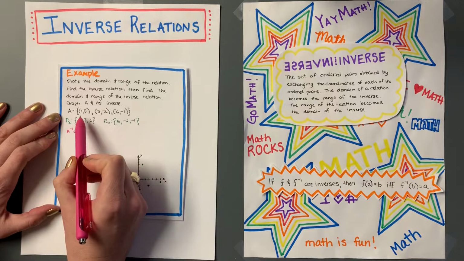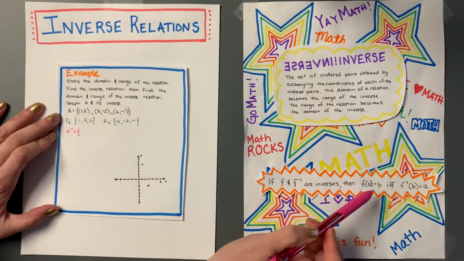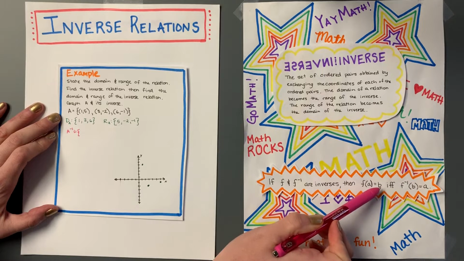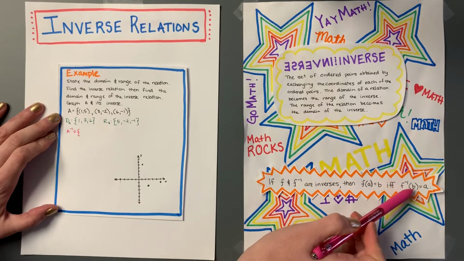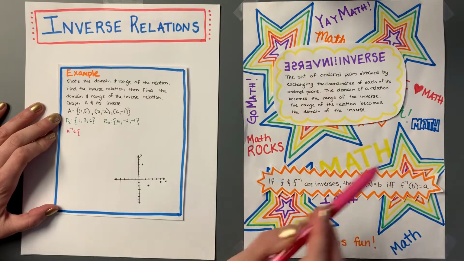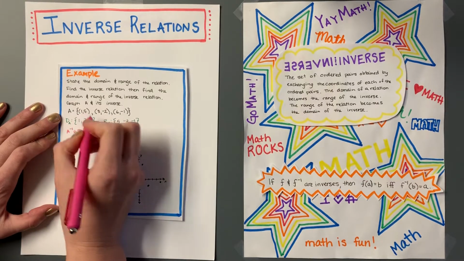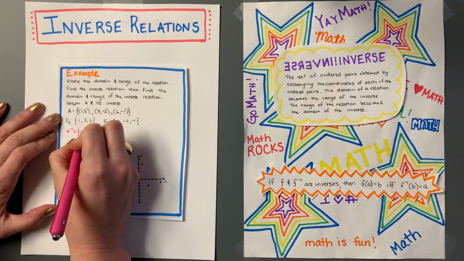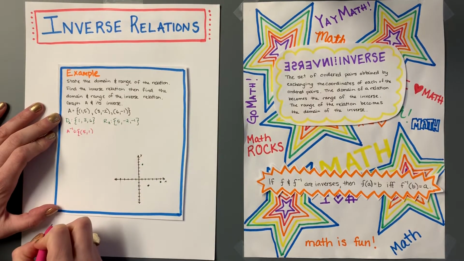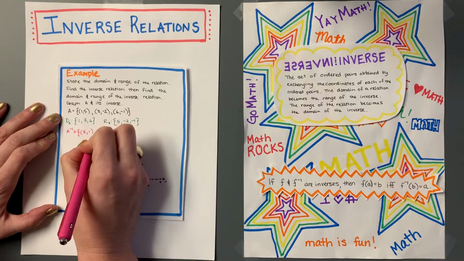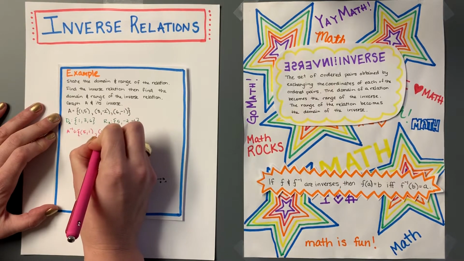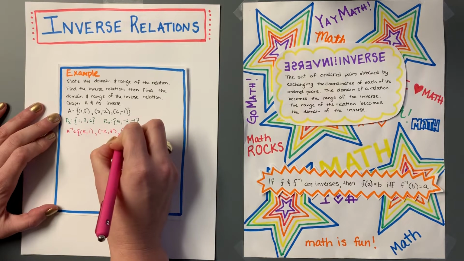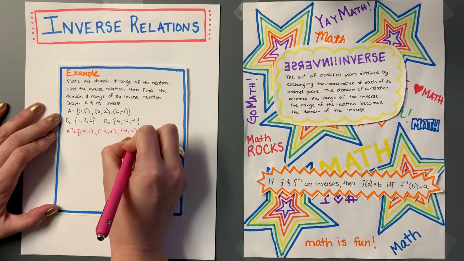Now, to find A inverse, I need to take each of the ordered pairs and flip them. So if I have an ordered pair A, B for F inverse, it will be B, A. So I'm going to take each ordered pair. So 1, 5 in relation A becomes 5, 1 in A inverse. 3, -2 becomes -2, 3. And 6, -1 becomes -1, 6 in A inverse.